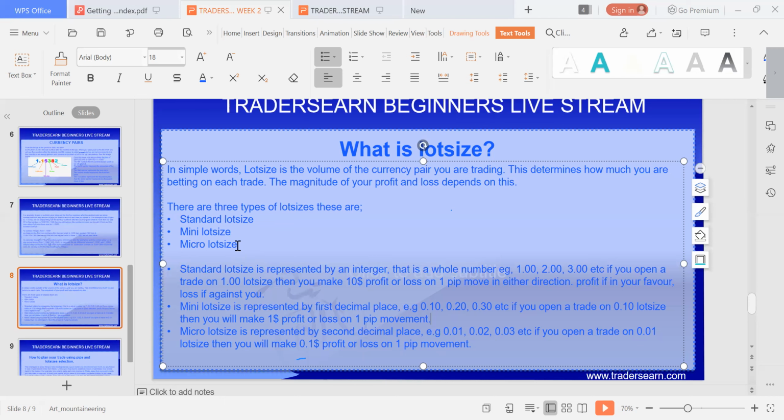I've not seen any currency pair that has nano lot size. Though I know some synthetic assets, like the likes of Volatility 75 and so on and so forth, they use nano lots, but here we will not be using it, so we'll not talk about it at all.